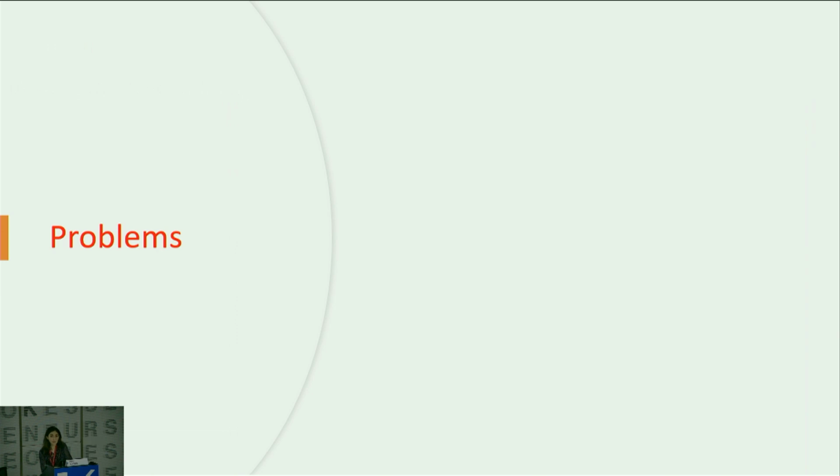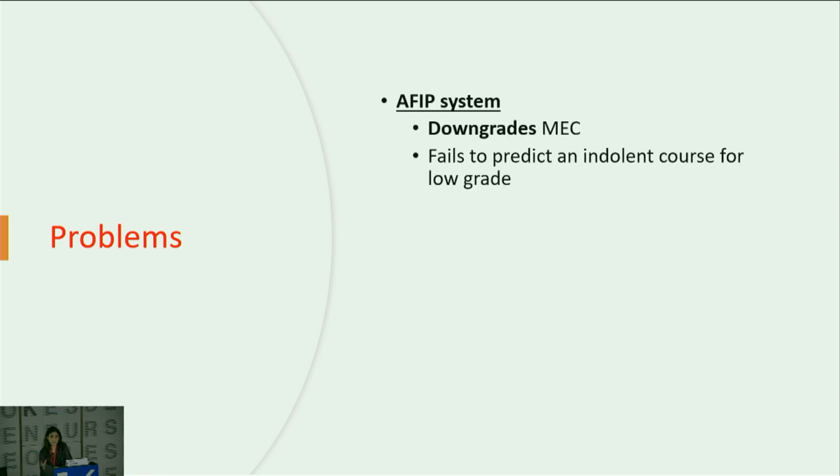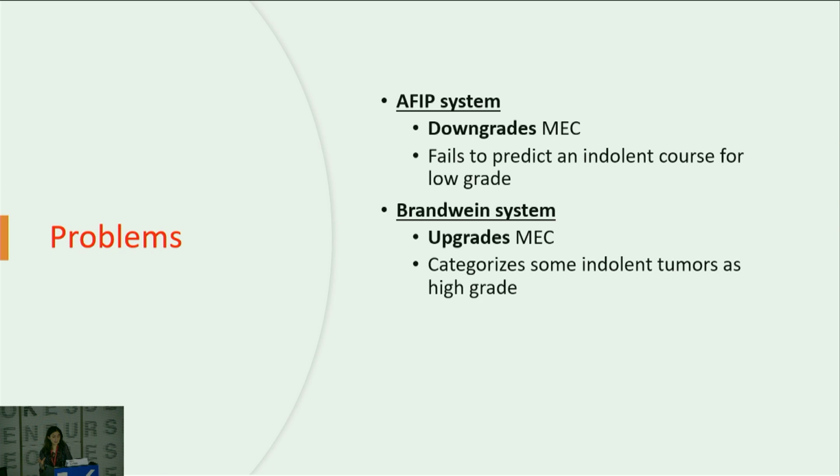And it has been reported there are problems with these grading systems. Although the FIP grading system is a popular grading system, it seems to downgrade mucoEP and sometimes fails to predict an indolent course for low-grade tumors. Whereas the Brandwine grading system tends to upgrade mucoEP and may categorize some of the indolent tumors as high grade, resulting in unnecessary treatment for these tumors. The Healy system, on the other hand, is very descriptive and ambiguous, which makes it subjective.